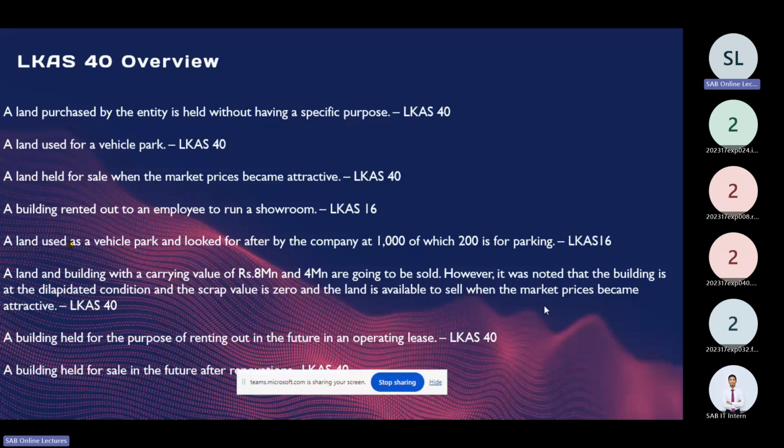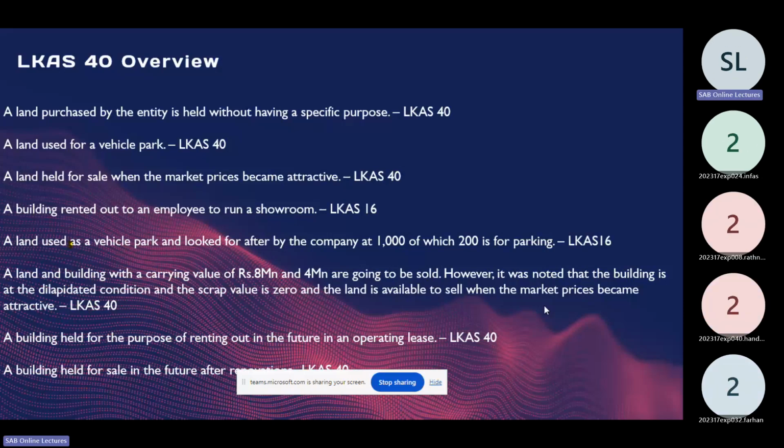Another thing, a building held to lease out in the future for the purpose of earning rental is like an investment property. Also, if the building is vacant but it is not held without purpose, it can be shown under IAS 40.